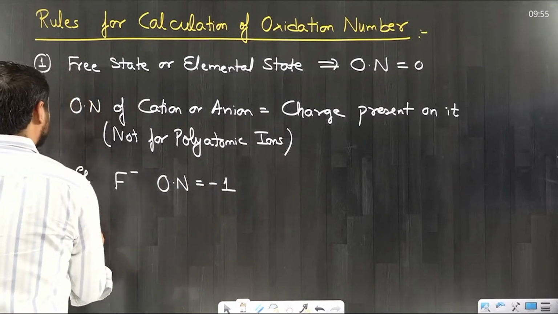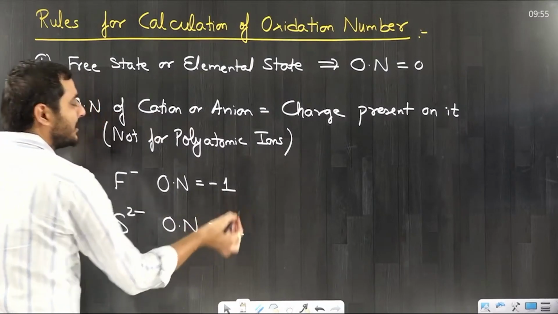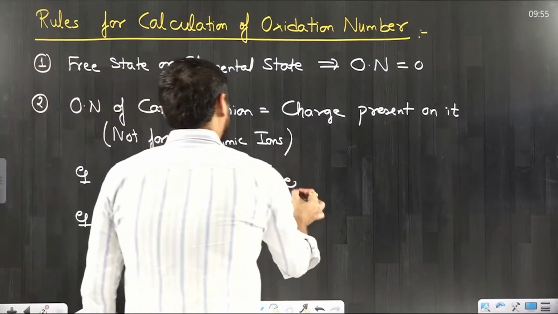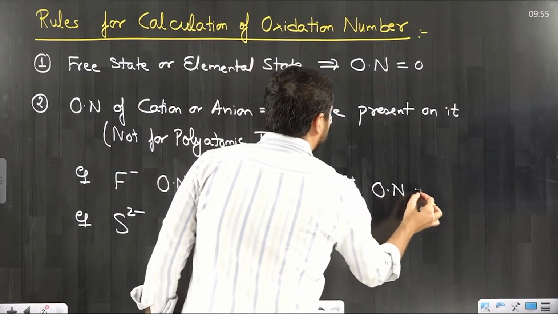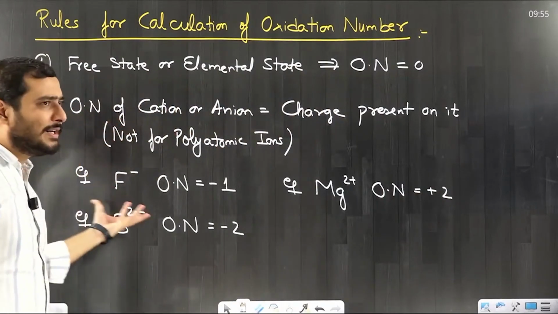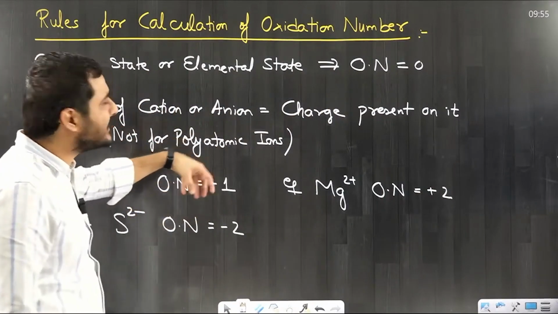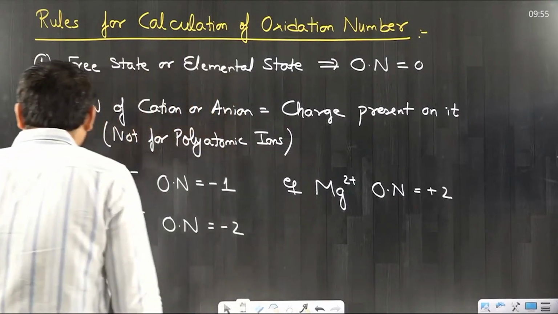-1. This is a simple anion. Sulfur 2 negative, what is the oxidation number? -2. If I write magnesium +2, what is the oxidation number? +2. So these are simple ions and the oxidation number is equal to the charge present on it. Now let us move to the third rule. So these two we discussed in last class.